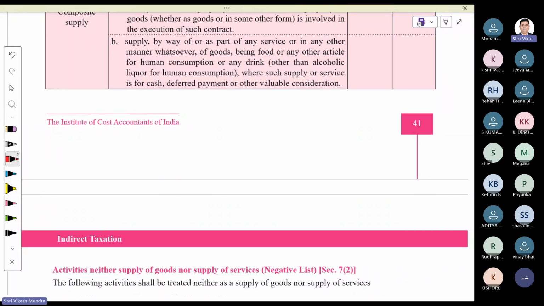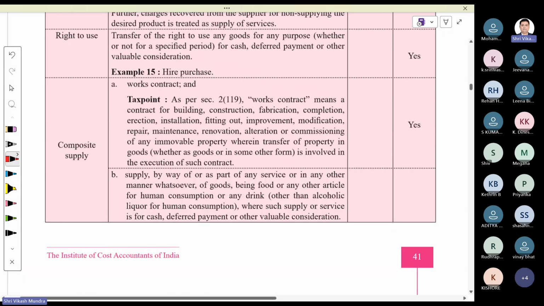That would be considered, as clarified through Schedule 2. For the purpose of GST, it will be considered a supply of services. For a works contract, it will be considered a supply of services. Where there is a composite supply like a works contract, etc., it will be considered a supply of services.